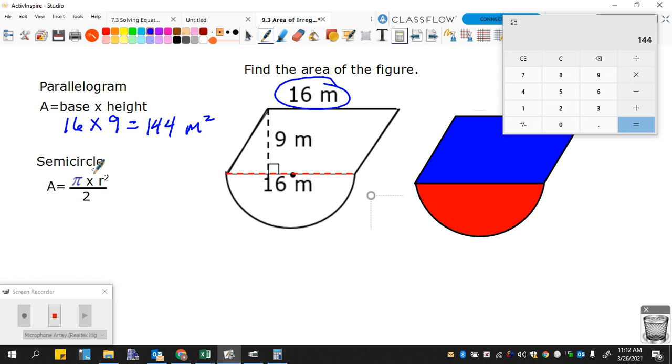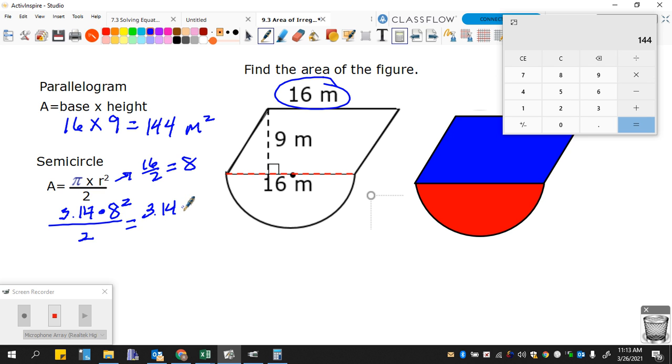The semicircle, pi times the radius squared divided by 2. So pi, remember, is 3.14 times the radius. Now look here. This 16 is the diameter, so the radius is going to be 16 divided by 2, which is 8. So we're going to say 8 squared divided by 2. If you have a graphing calculator, you can just plug this in using the squared. I'm just going to do it manually.